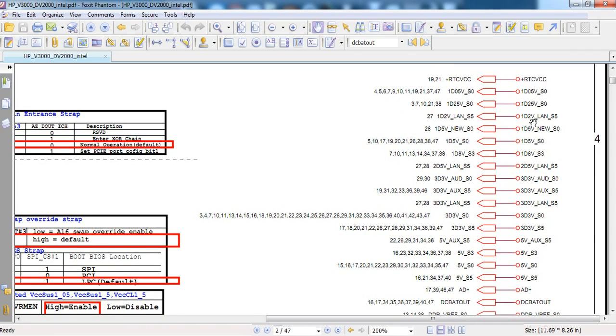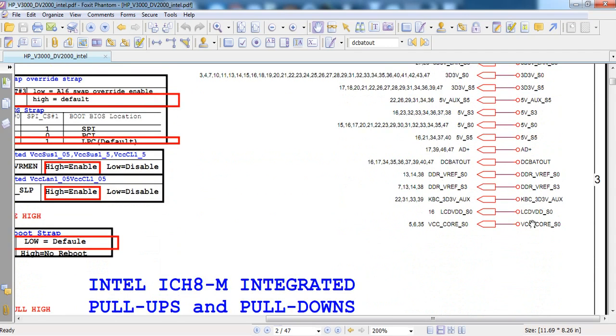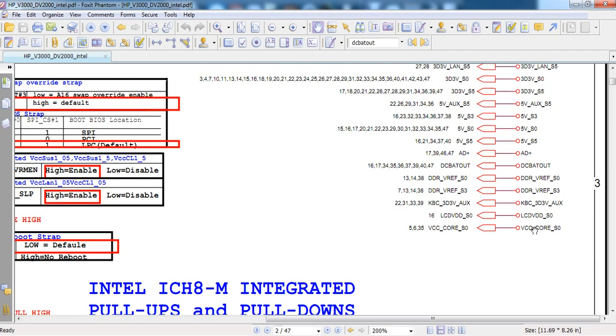This is 1.2 volt underscore LAN underscore S5. This 1.2 volt is used on the LAN port. Okay, this is the DDR-V reference, LCD VCC, LCD VDD, VCC core underscore S0. This is for the CPU core voltage.